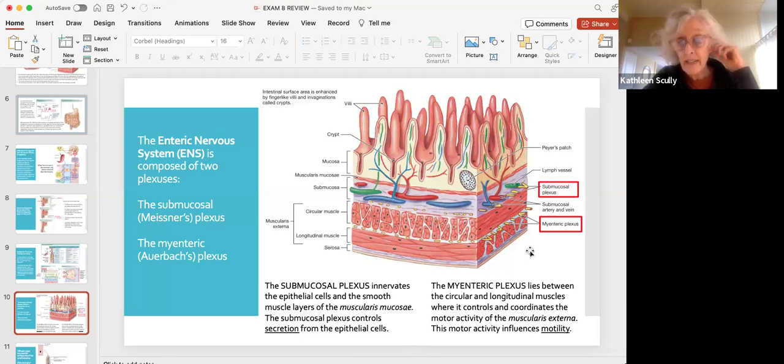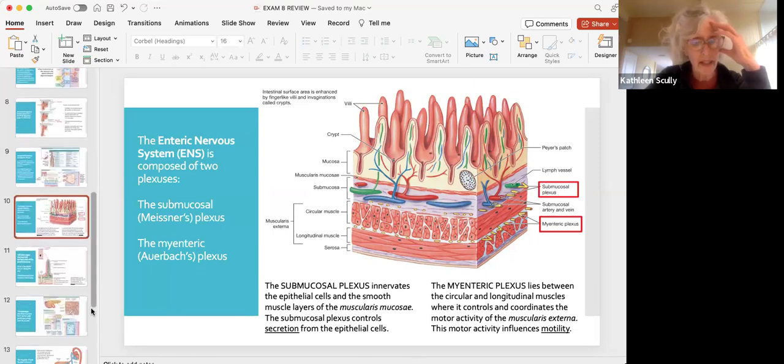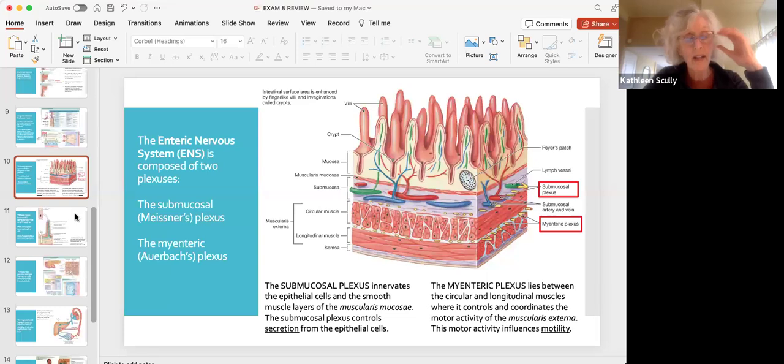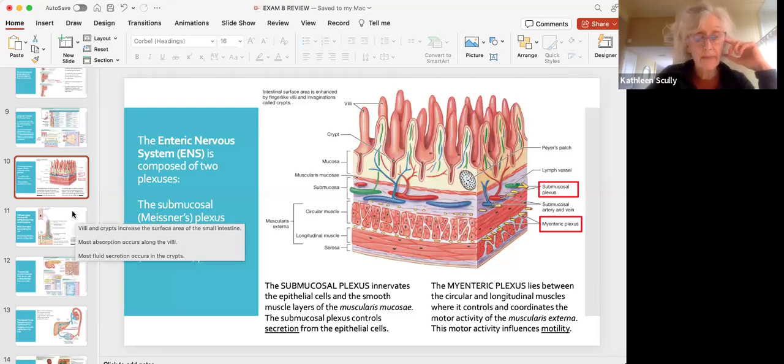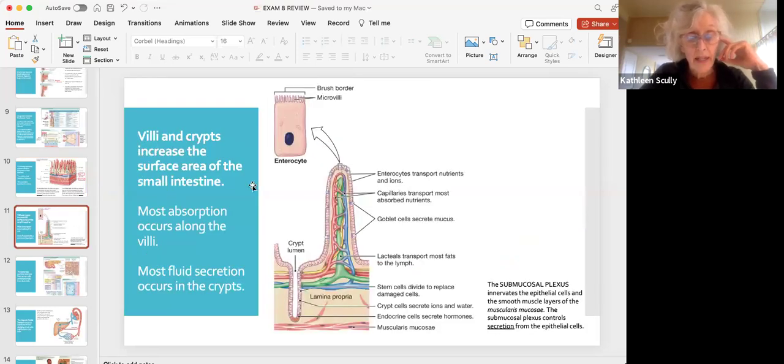The myenteric plexus, which lies between the circular and longitudinal muscles, is basically going to play an important role in motility. And it turns out that secretion and motility are the two most important functions that occur in digestion that are regulated. Okay, so the body has an abiding interest in making sure that both those things go well and in a coordinated way.